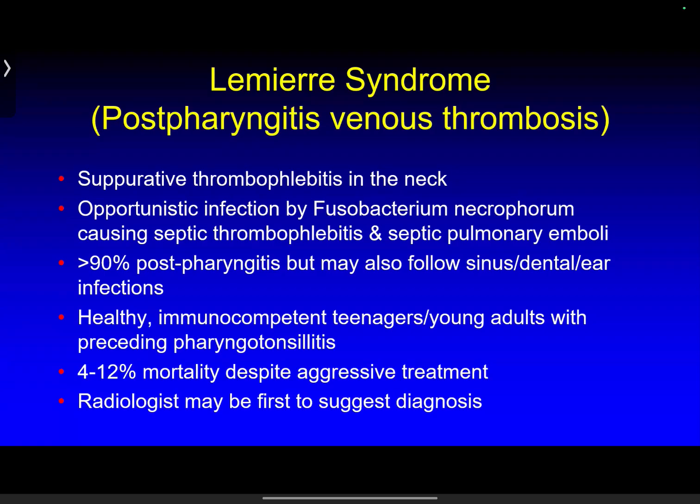More than 90% occur after a pharyngitis, but it can be due to any infection, a sinus, dental, or ear infection. And it usually is seen in healthy, immunocompetent teenagers or young adults who will give you a history of preceding pharyngotonsillitis, which could be quite minor. They might just have a flu-like illness a week prior to their presentation. Important to recognize, it has a 4 to 12% mortality despite aggressive treatment.